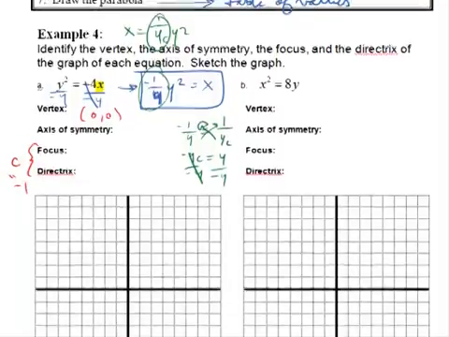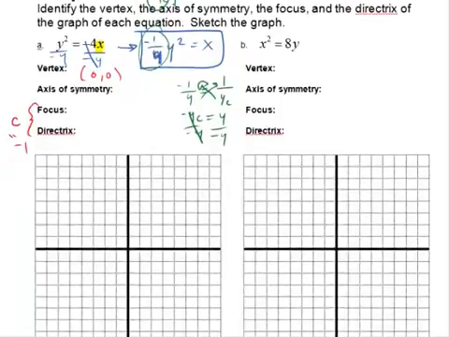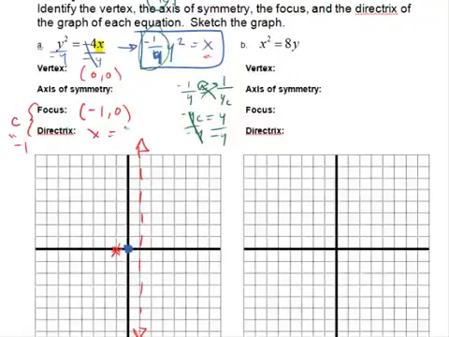So on our graph, we'll go ahead and plot the vertex, 0, 0. The focus will be 1 unit away, and since it's an x equals, we're going left to right, so the focus will be back here. There's our focus, which means that it's at -1, 0. The directrix is 1 unit in the other direction, so up and down. Here's our directrix, which means it's x equals 1.